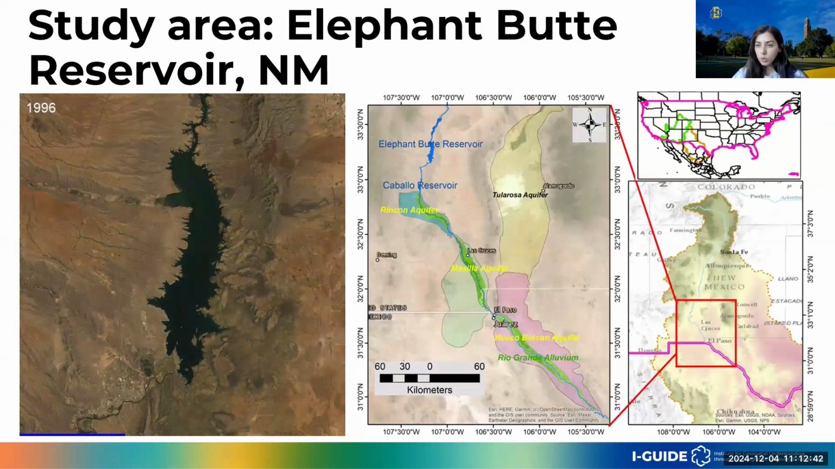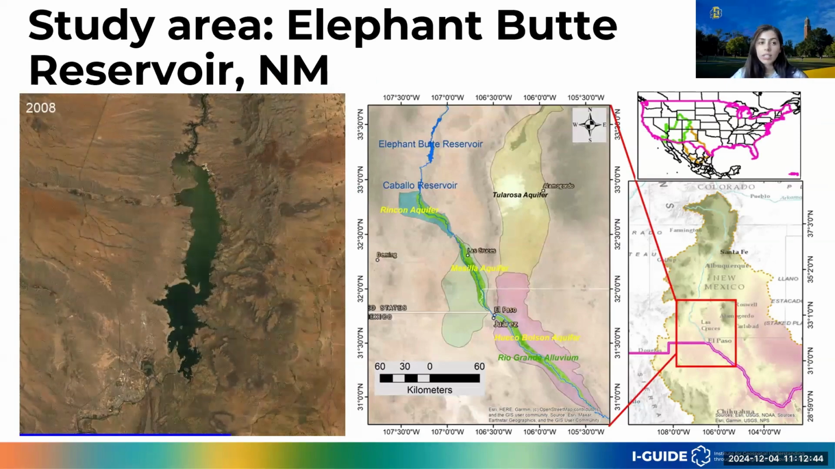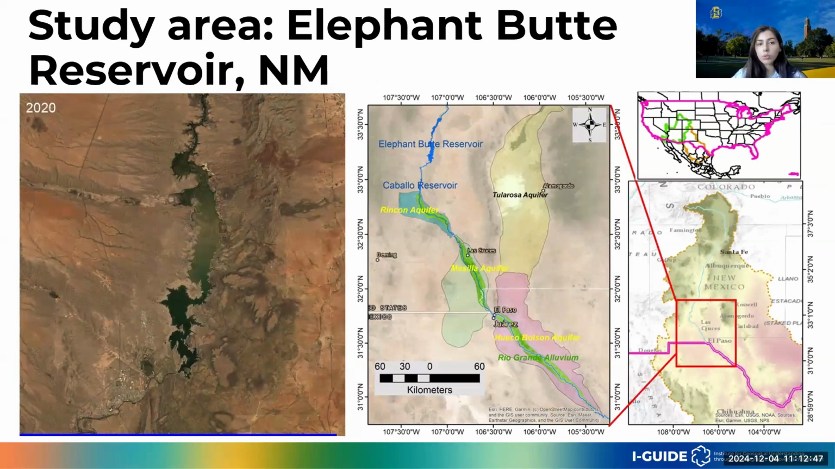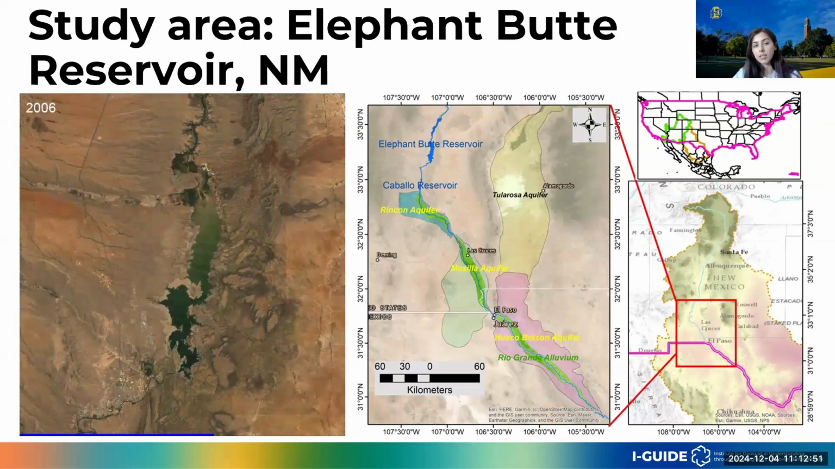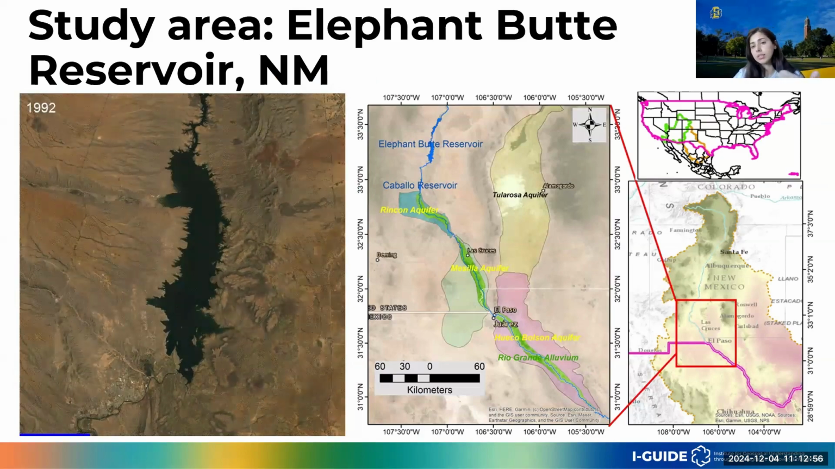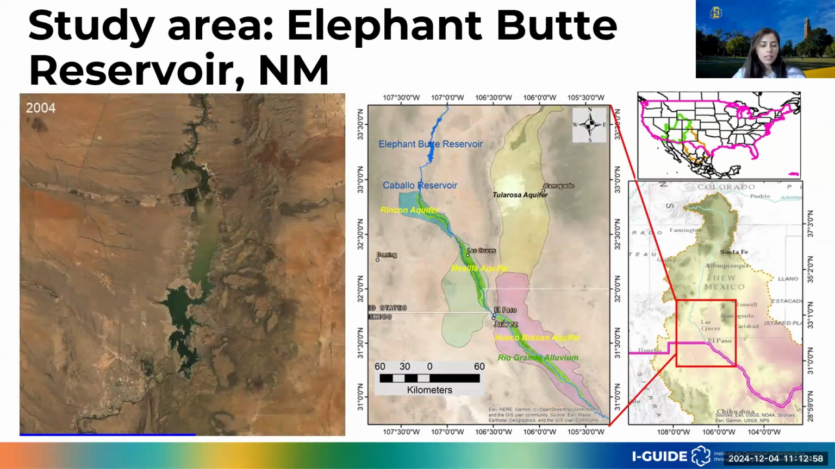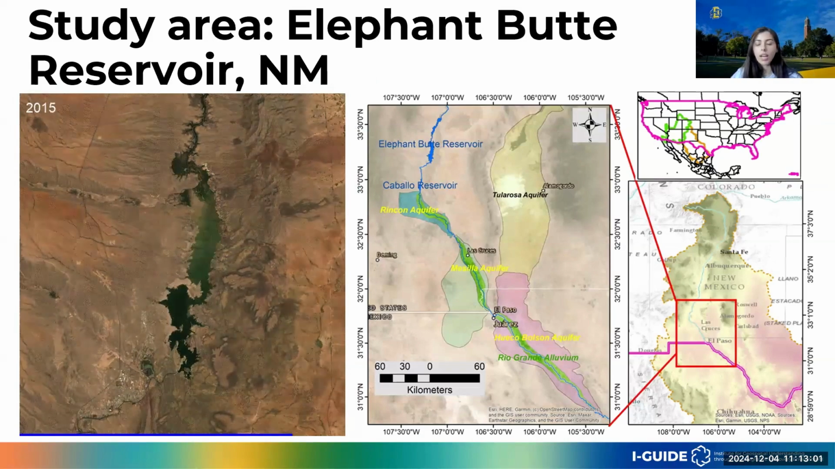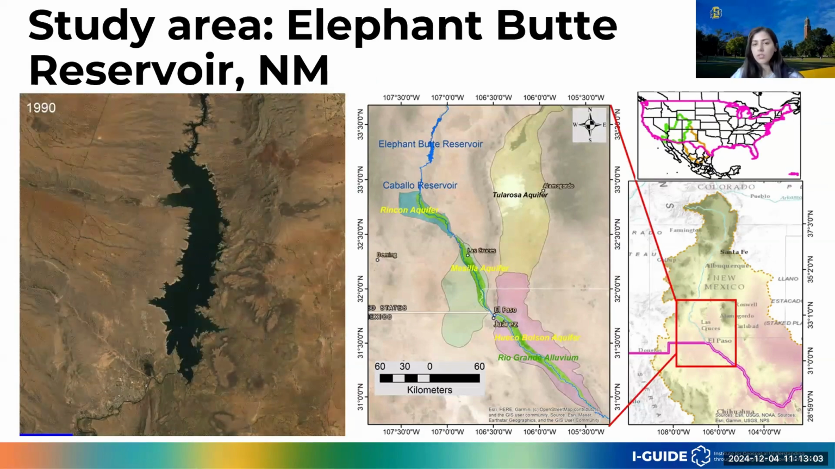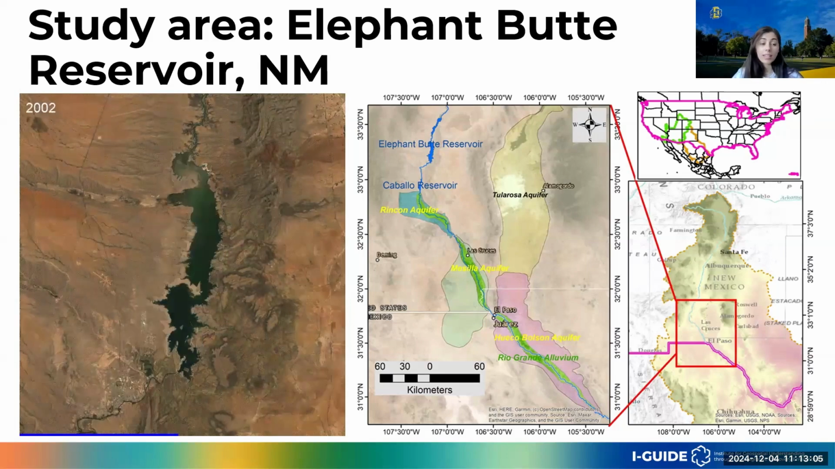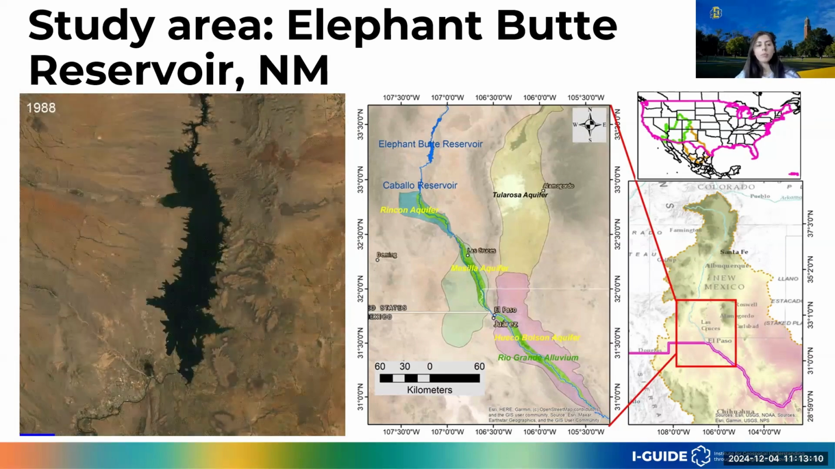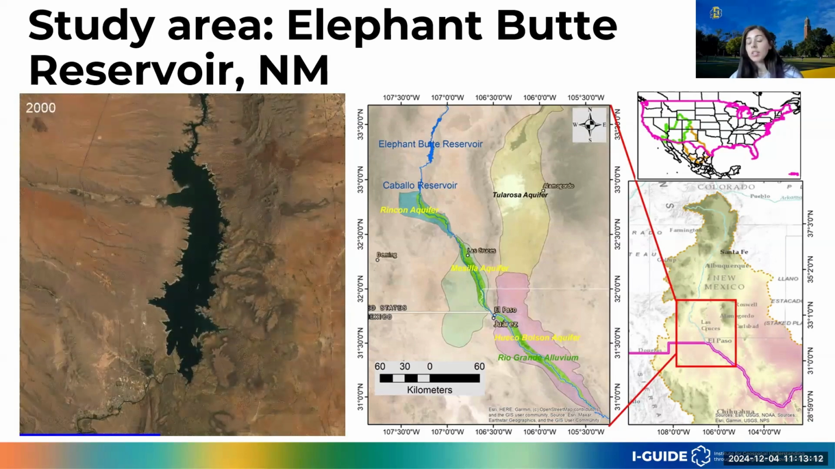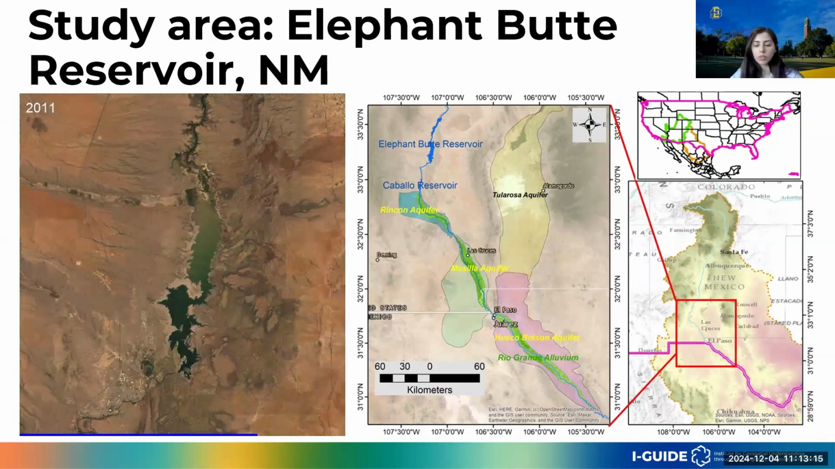One of the main reservoirs in the Rio Grande River is Elephant Butte. This reservoir is located in New Mexico, and it provides water for the downstream communities for agriculture, drinking water, and for the industries downstream. As you can see, it has been shrinking over the years because of climate change and lack of snowpack in the Colorado River Basin.